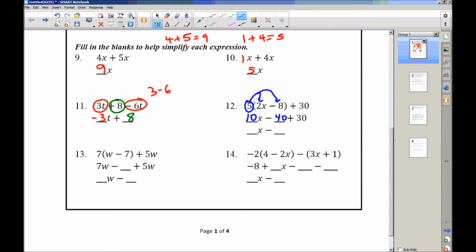Okay, and then here, we look for like terms. 10x doesn't have any buddies, so he comes right down as 10x. And then negative 40 and positive 30 are constant terms, and they can add together to make negative 10. And this subtraction takes the place of the negative there. So it's 10x and negative 10 right next to each other.